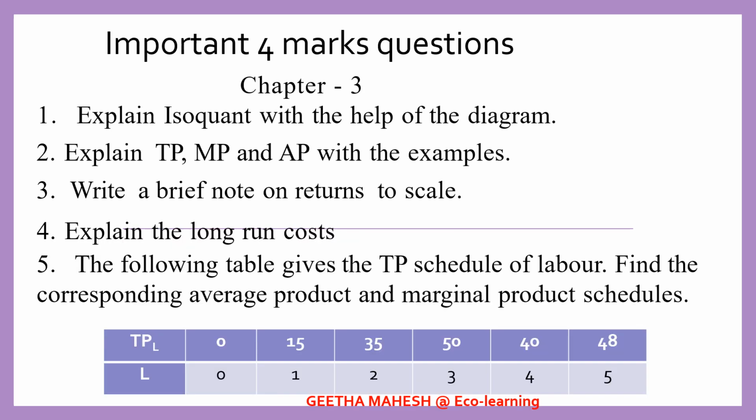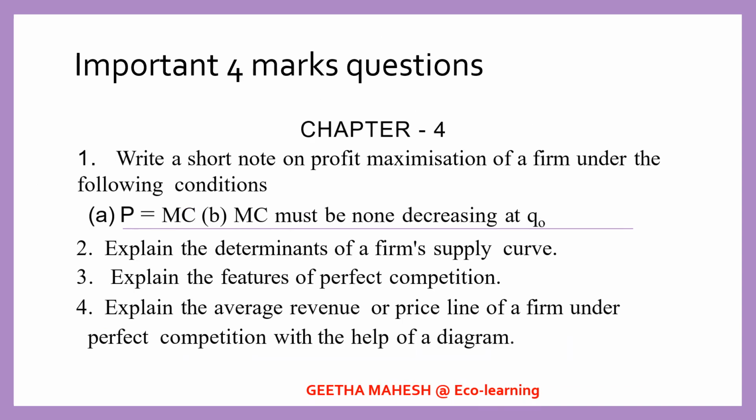So from microeconomics, fourth chapter, out of these 5 questions, you can expect 1 4-mark question. So 100% you can expect 1 4-mark question from this chapter. And important 4-mark questions from fourth chapter. So fourth chapter, that is theory of firms under perfect competition. So from this chapter too, you can expect 1 4-mark question. So here you can see the question, that is profit maximizing condition.